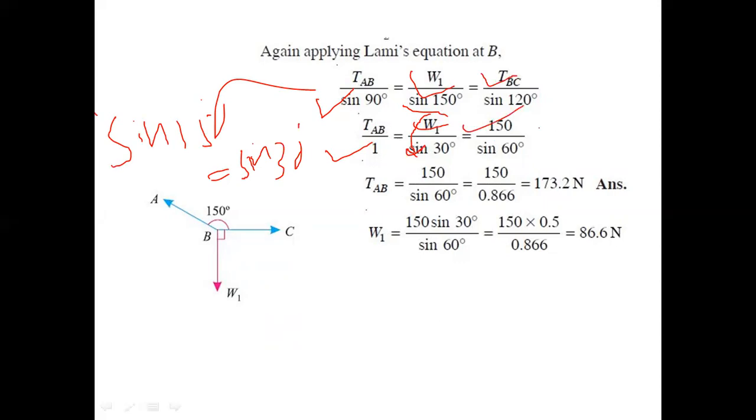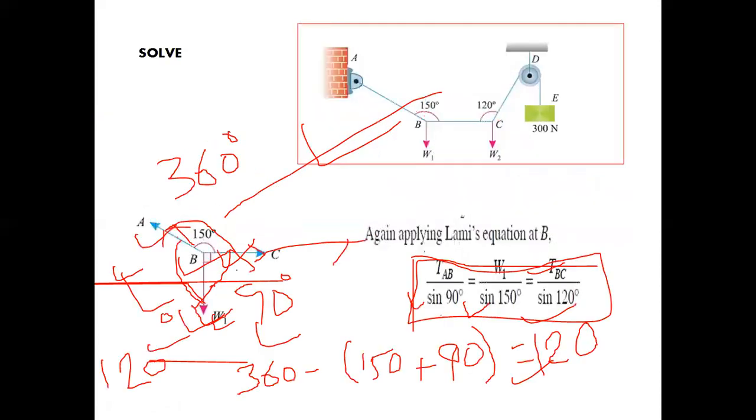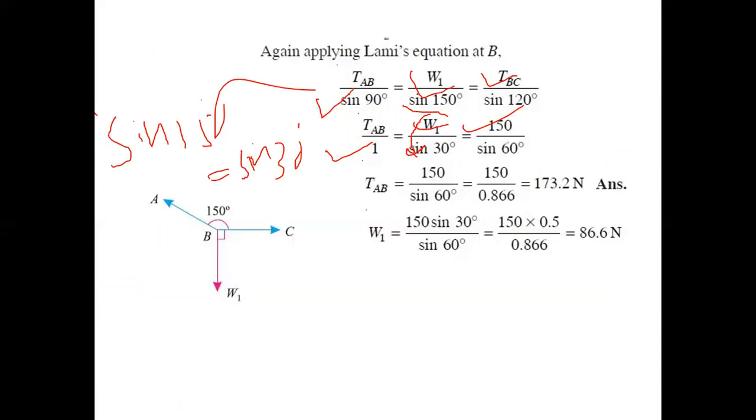Why 150? Because in the previous lecture we already found the tension BC, acting in this direction. So tension BC is already found to be 150. Then sin 120 is equivalent to sin 60.